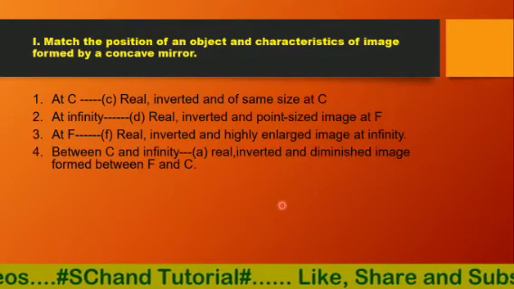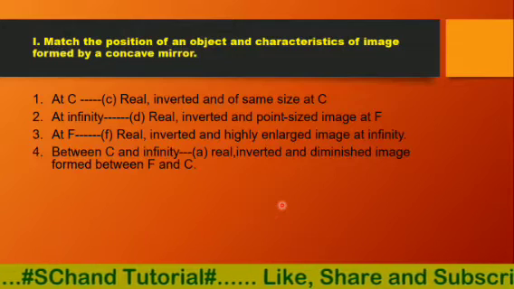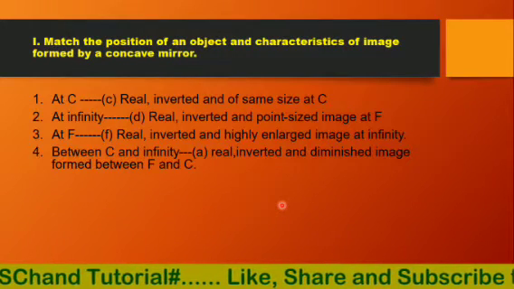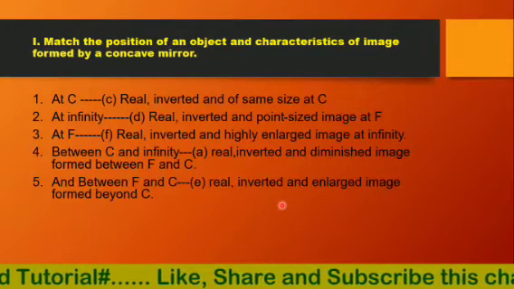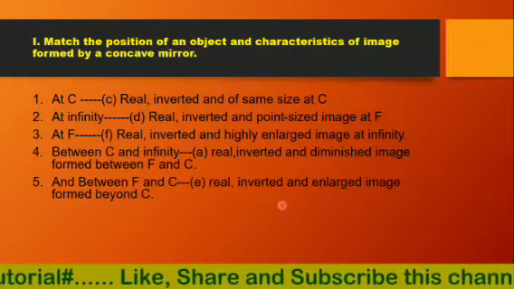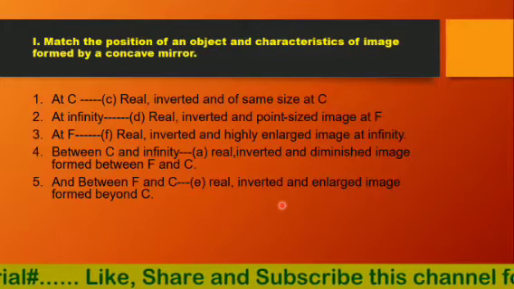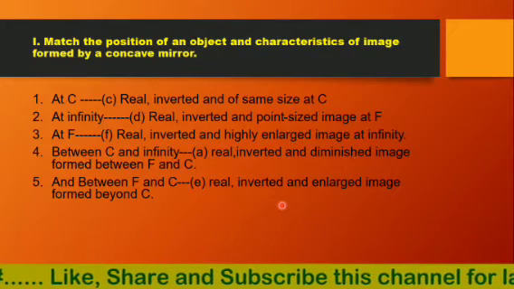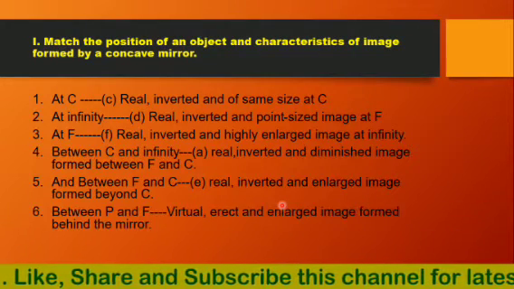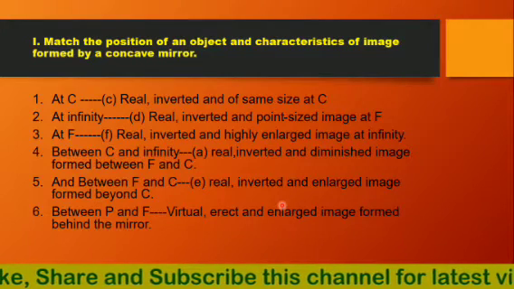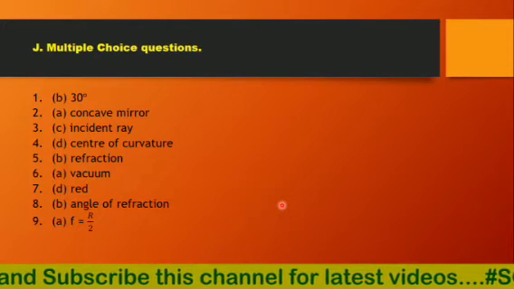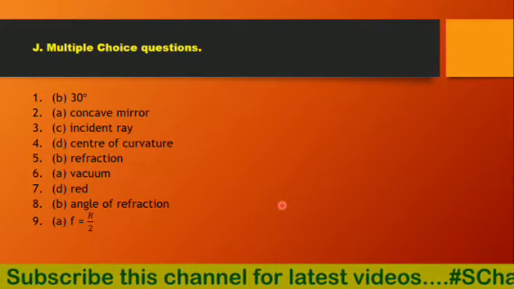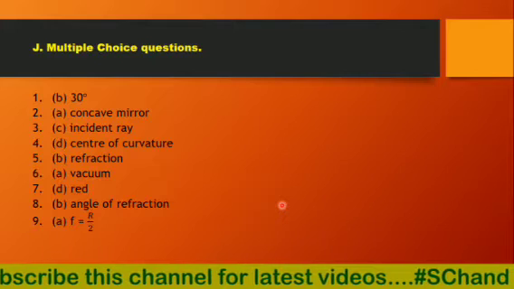When the object is between center of curvature and infinity, a real, inverted and diminished image is formed between focus and center of curvature. And between F and C, between focus and center of curvature, a real, inverted and enlarged image is formed beyond center of curvature. Between pole and focus, a virtual, erect and enlarged image is formed behind the mirror. So these are the matching. Then we have the multiple choice questions.